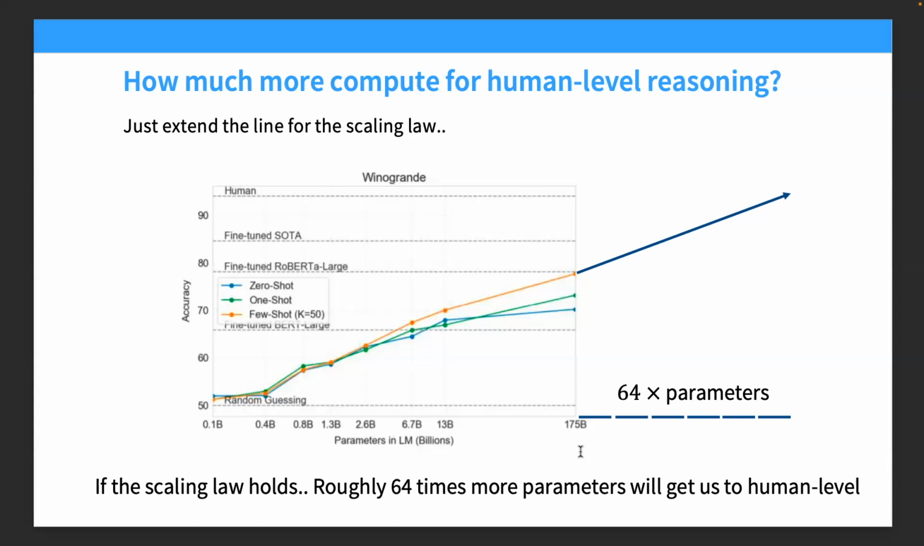Yeah, but it's a lot, right? It's a lot to scale the model size, and if you scale the model, you need to collect correspondingly big datasets in order to support the training of such a big model. But from the scaling law, at least we know we can do an estimate, right? So we actually need 64 times the GPT-3 size for this task to get to human-level performance.